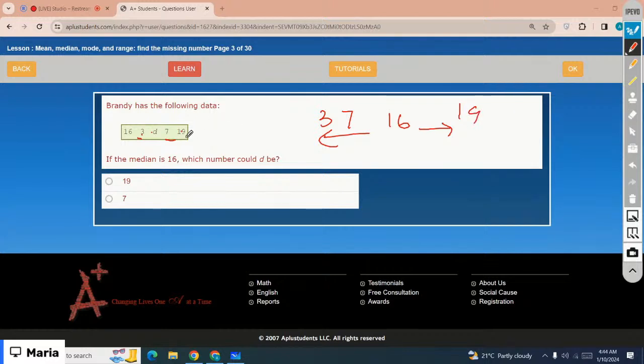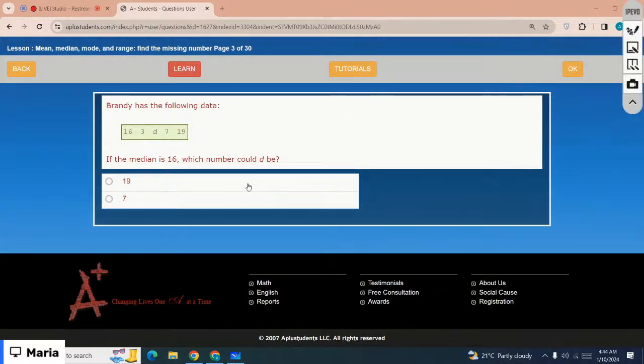One could be 19. Now you are left with D. D must be after 16, right? So that means D could be greater than 16. You are given two numbers, 19 and 7. Obviously 19 is greater than 16. So that means 19 is the median of the given data. The correct option is 19. Got it?